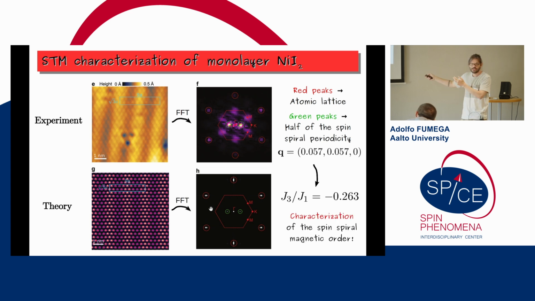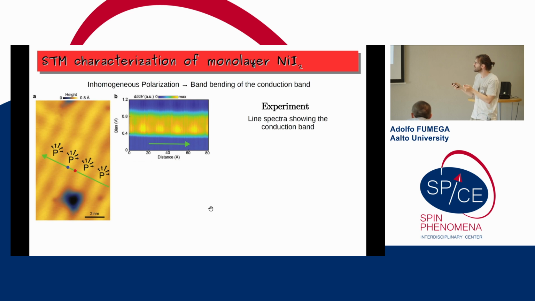And also determine the J3, J1 ratio that I was telling you that determines this Q. So we have characterized the magnetic order. We can go further and say, OK, can we also characterize the size of this electric polarization? The typical way to do that with an STM, if we have a ferroelectric island, will be that we will have a homogeneous polarization in that ferroelectric island.